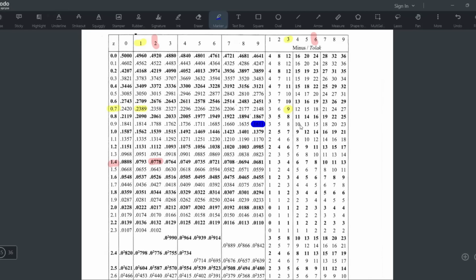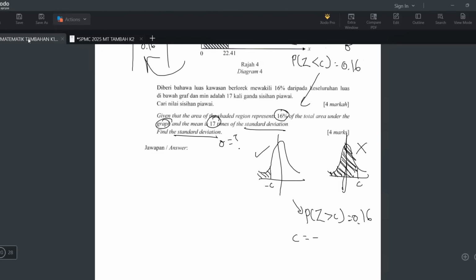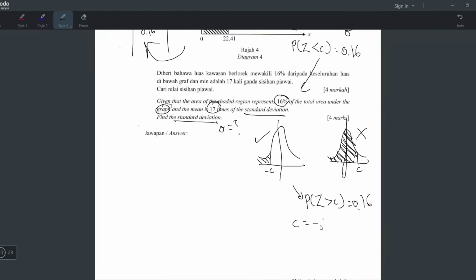So saya kena tolak 11. Tapi tak ada 11, ada 10 dengan 13 je. So ambil yang dekat, which is 10. So the answer will be 0.994. Tapi kena negatif lah. So pergi balik kepada kertas tu, tulis 0.994, but with the negative.